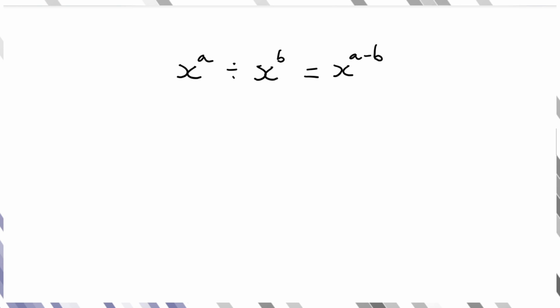Alright, so that means if we have something like 8 to the power of 12 divided by 8 to the power of 5, that will equal 8 to the power of 12 minus 5, which is 8 to the power of 7.